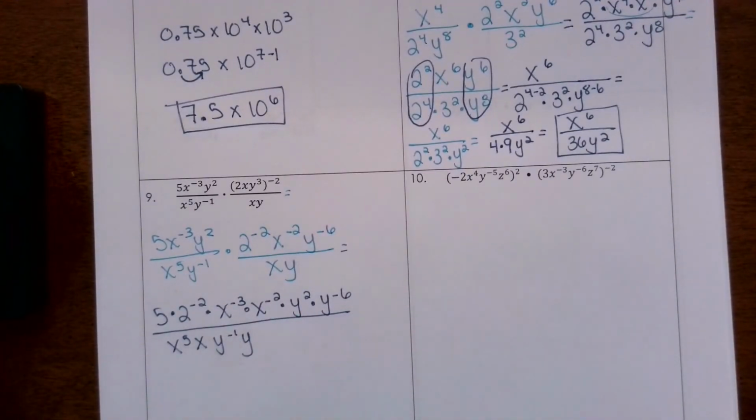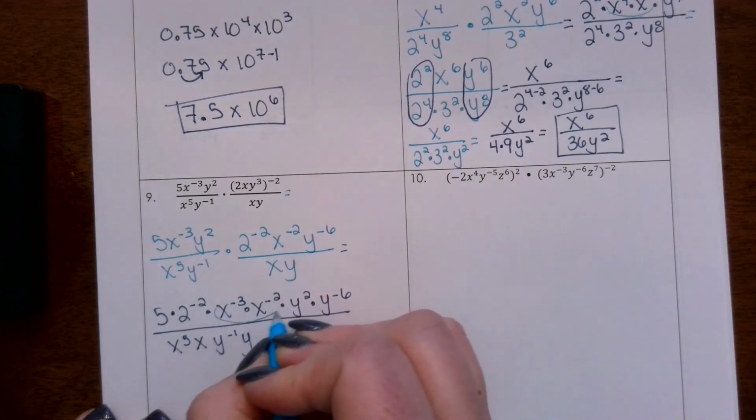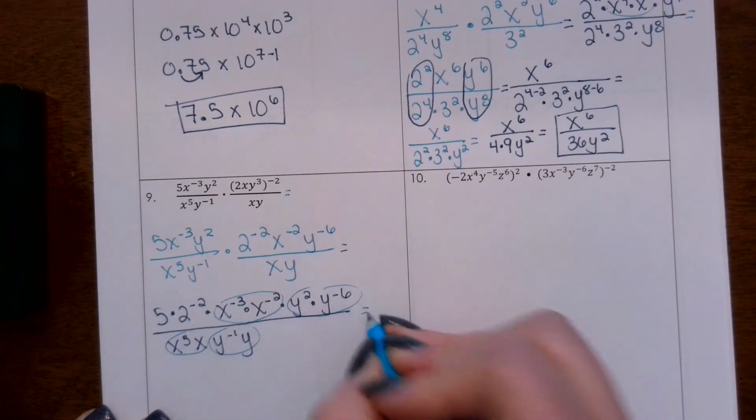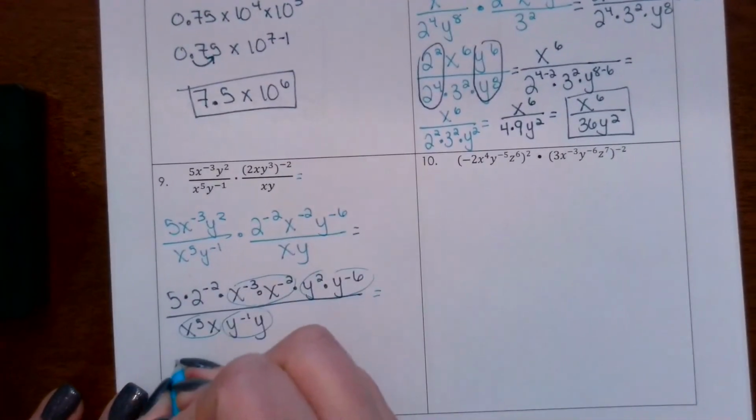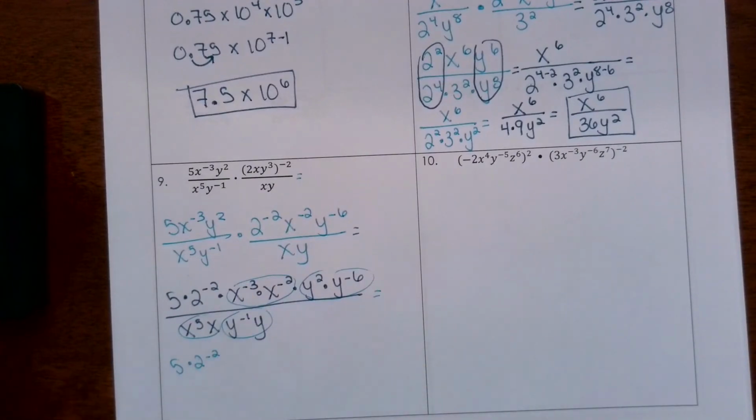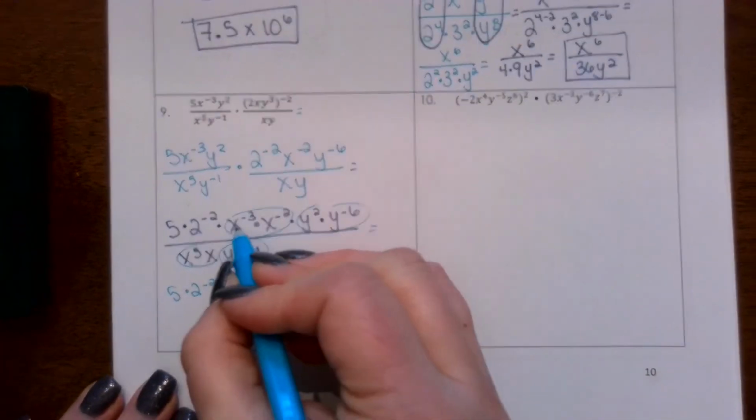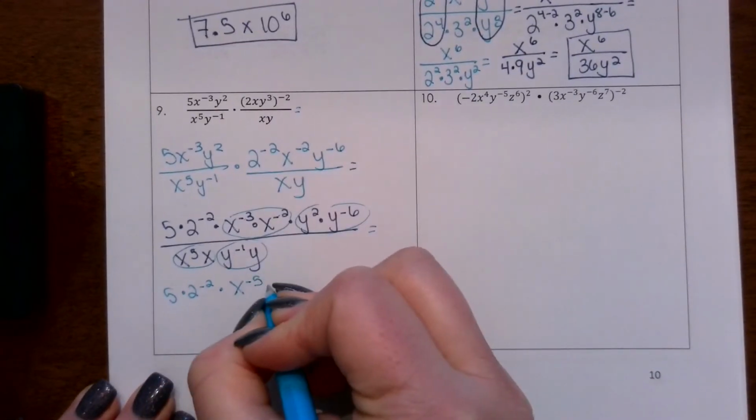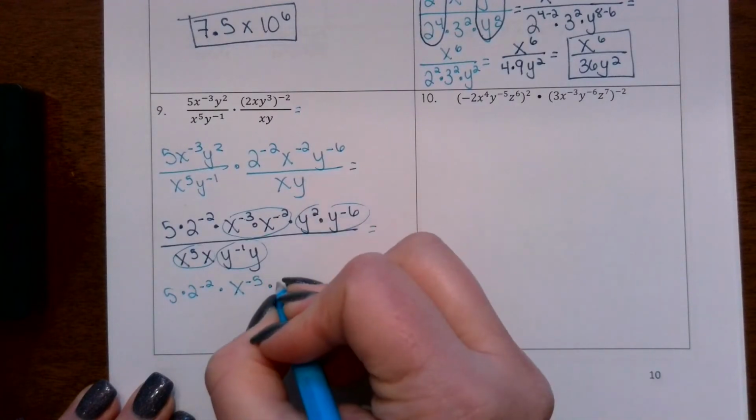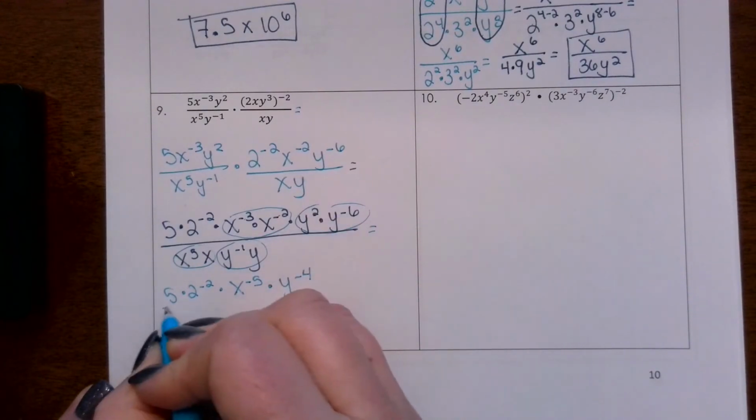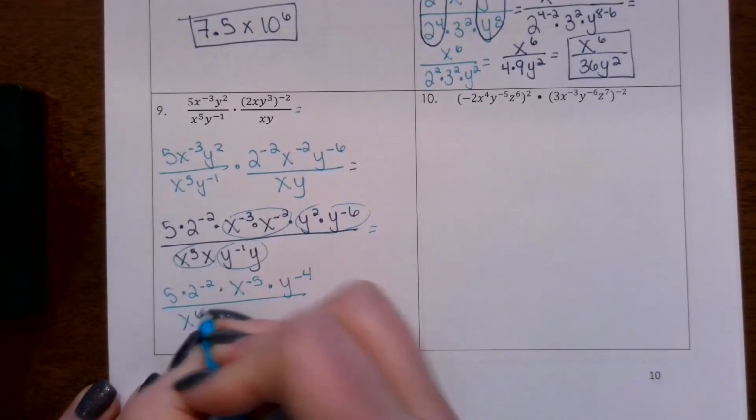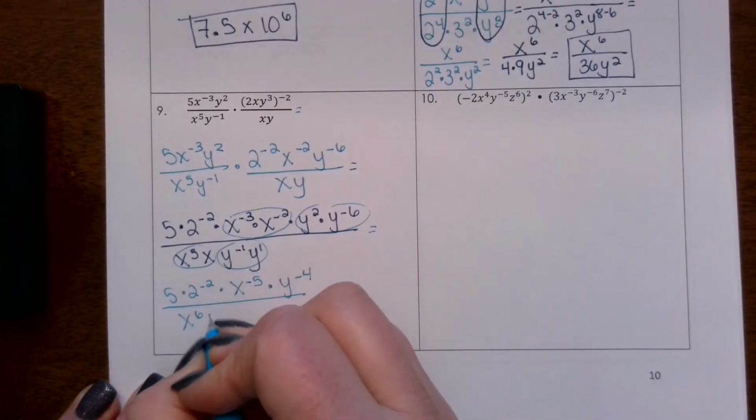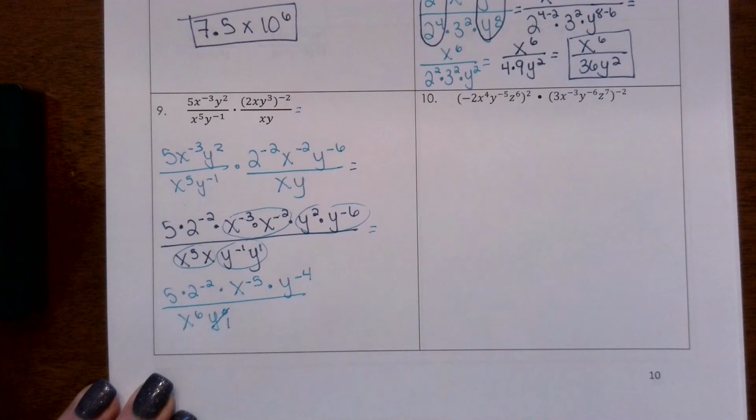Let's see what this looks like when I combine my common bases. I've got these is the same, these are the same, and these are the same. All right, I have 5 times 2 to the negative 2. I have not moved my negatives yet. I have negative 3 plus negative 2, which is x to the negative 5th, times 2 plus negative 6, y to the negative 4th, over x to the 6th. And now I have y to the negative 1 plus 1, which is y to the 0. I know that equals 1.